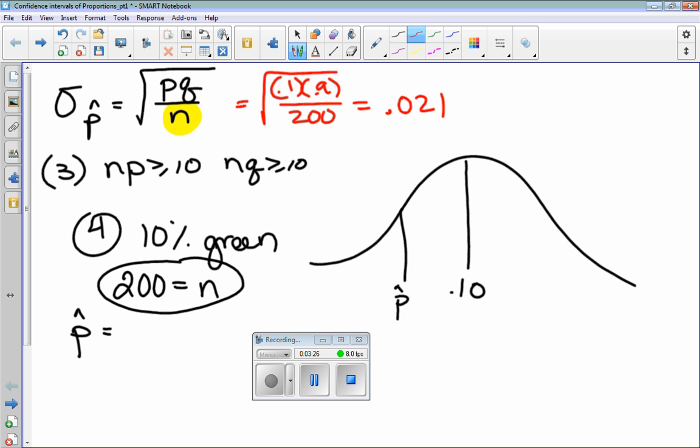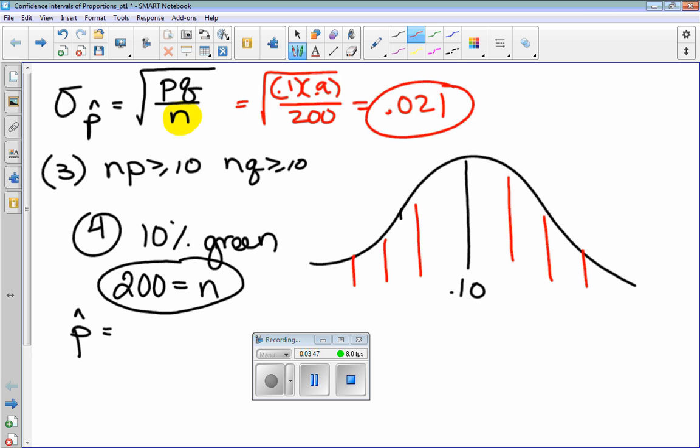And then it said to use the empirical rule to describe how the proportion might vary from bag to bag. Well, sure. 0.1 is the claim, and then you would just go 1, 2, and 3 above, and 1, 2, and 3 below, using this standard deviation. You absolutely need to know that: 68, 95, 99.7. You 100% must know those percentages. Is that okay?